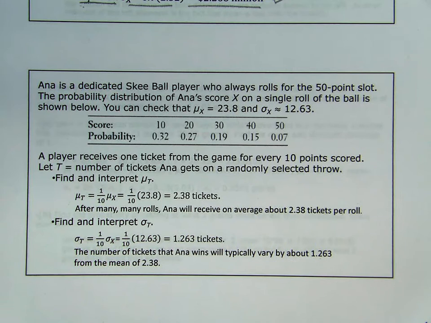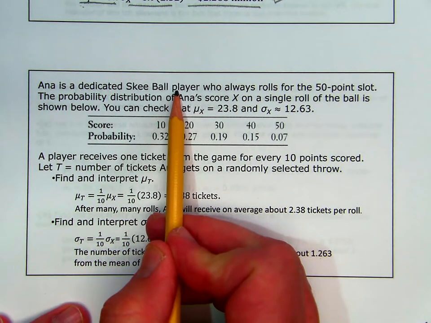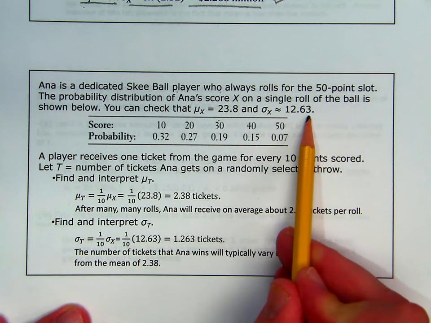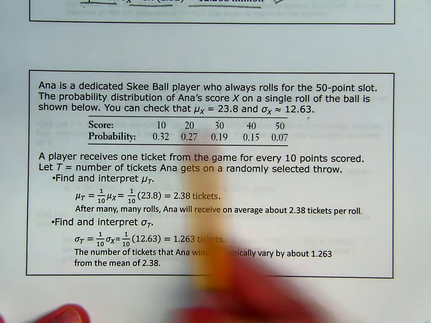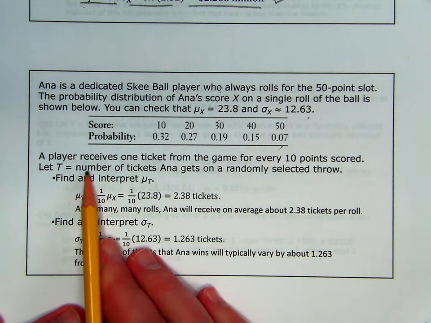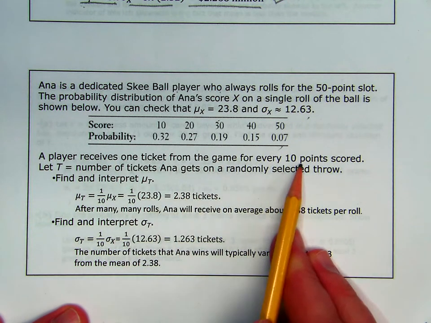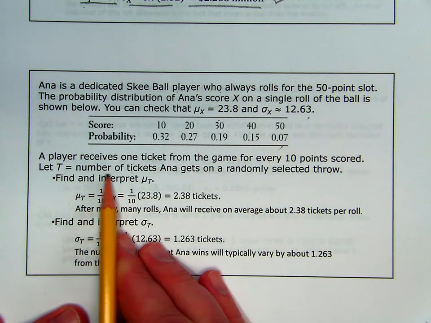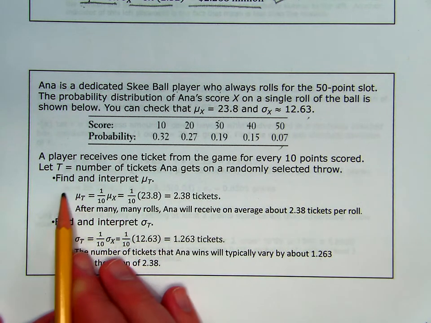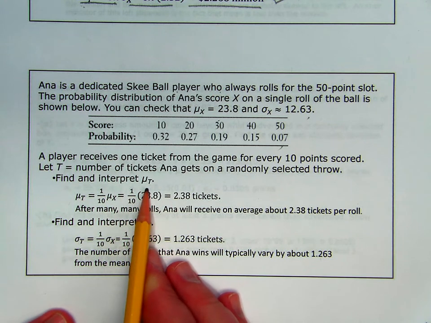Anna is a dedicated skee ball player who always rolls for the 50-point slot. The probability distribution of Anna's score X on a single roll of the ball is shown below. You can check that this is the mean, this is the standard deviation. So we don't have to get that information from here, but we could using our calculator. A player receives 1 ticket from the game for every 10 points scored. Let T equal the number of tickets Anna gets on a randomly selected throw. Find and interpret the mean of T.